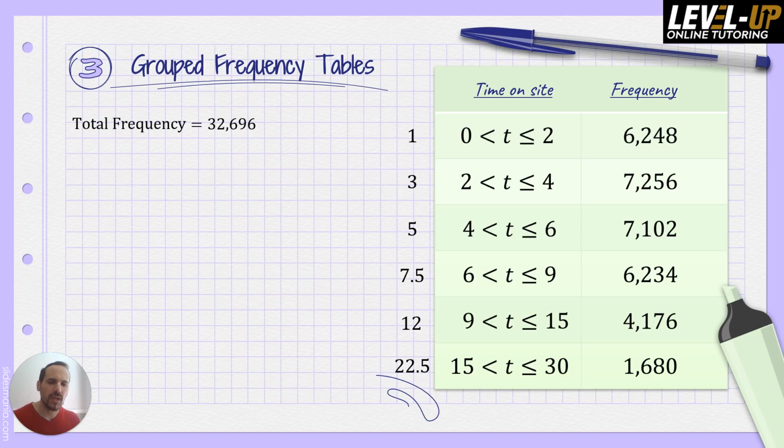And then what we do is we calculate the average in the same way we did before, assuming that every data point in these intervals is at that midpoint.